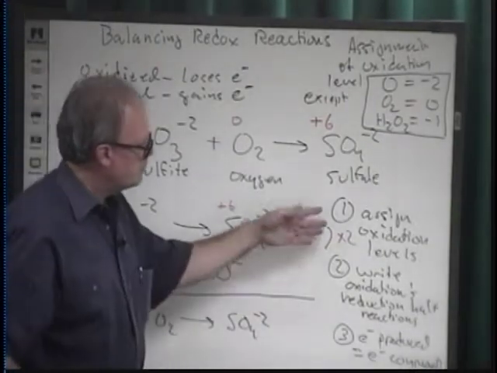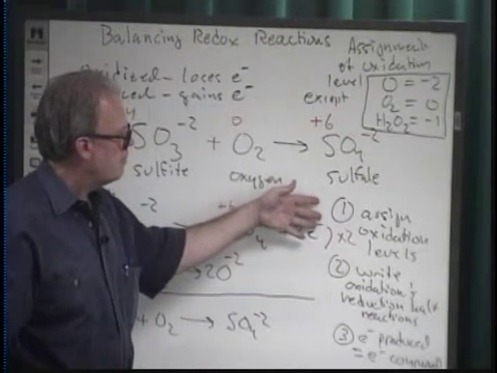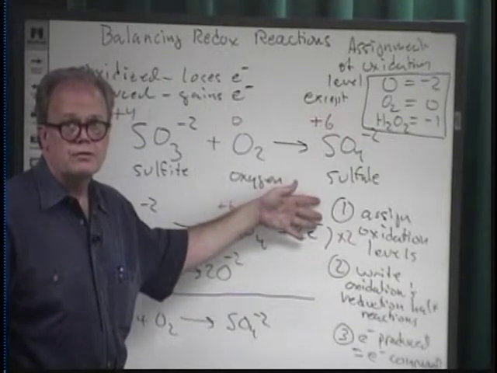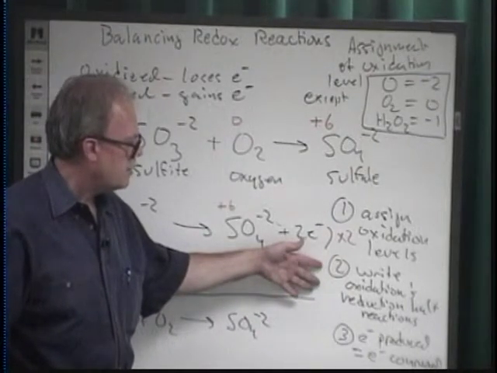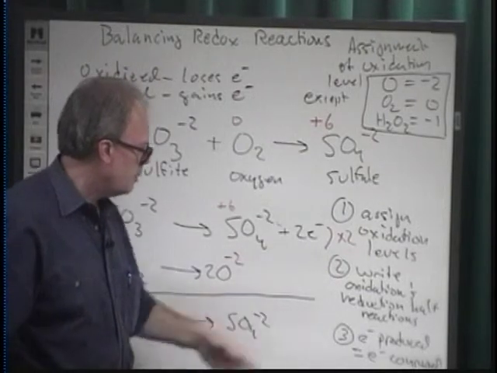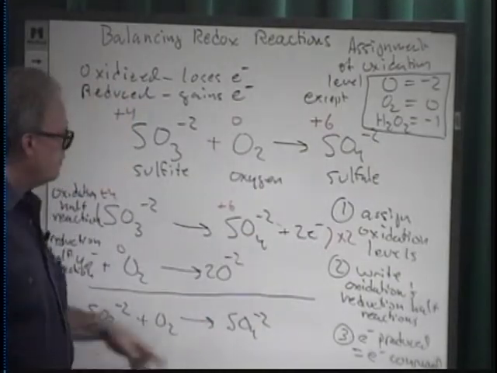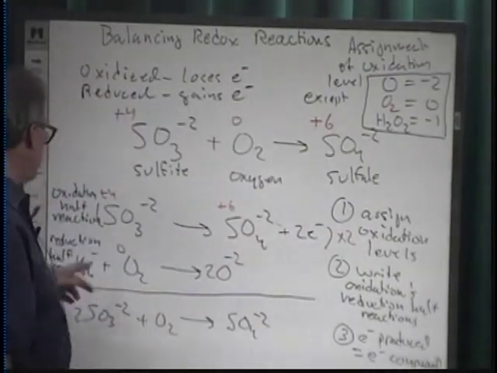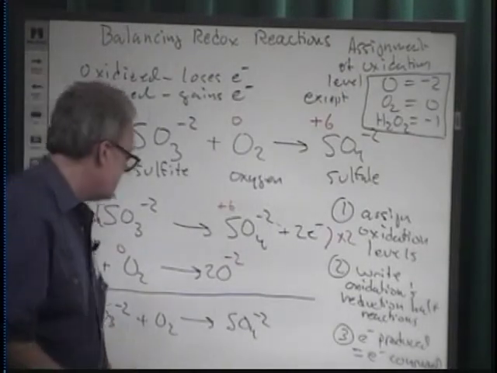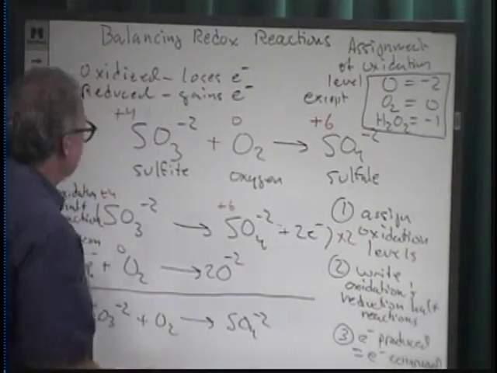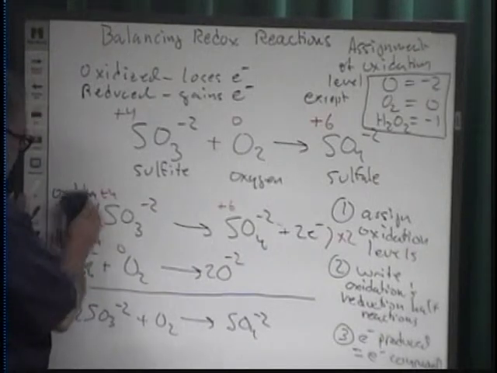And the 3 steps we use is we assign the oxidation level in order to determine which reactant was oxidized and which reactant was reduced. We wrote oxidation and reduction half reactions, and then we multiplied the half reactions by integers so that the electrons produced were balanced by the electrons consumed. Now, this example illustrates most of what's involved in writing a redox reaction, but let's consider one other case.